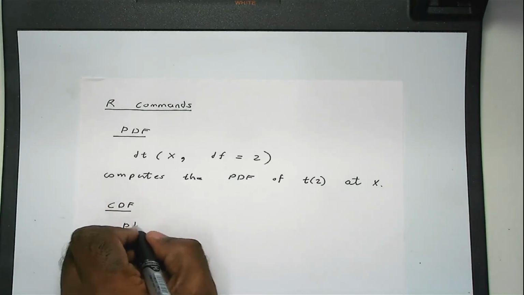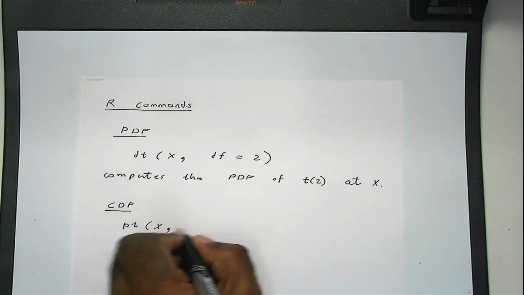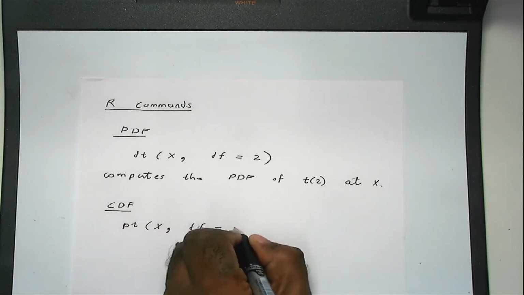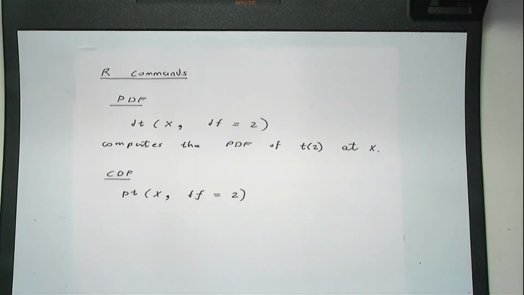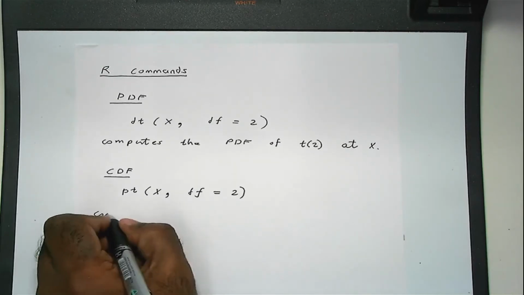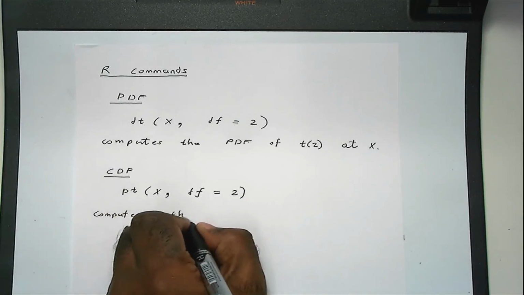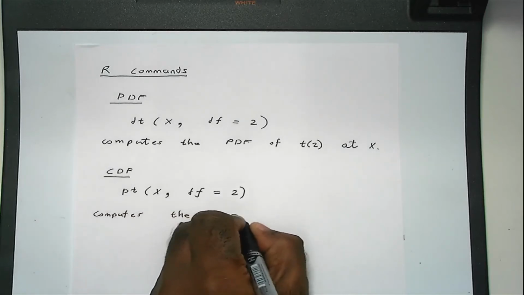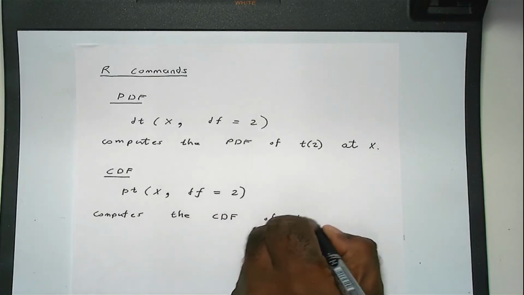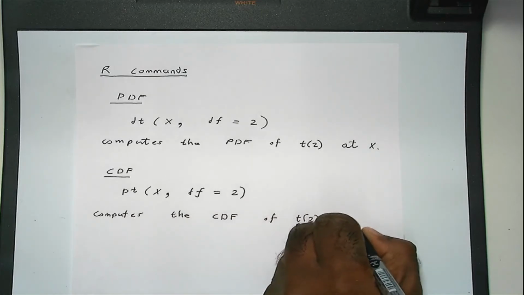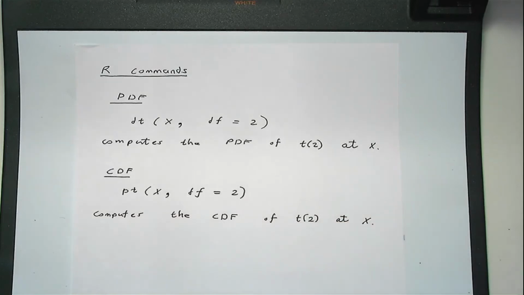And this command pt computes the CDF of a t variable with 2 degrees of freedom at x. Right? Okay.